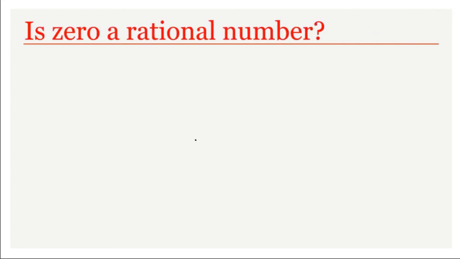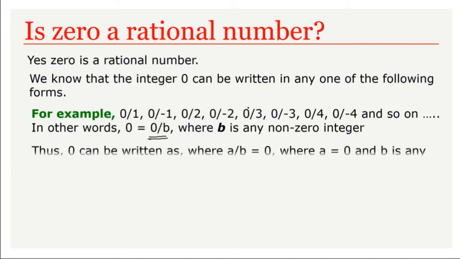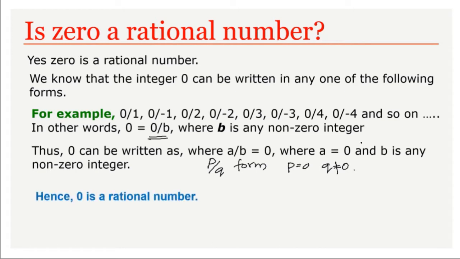Next question, is 0 a rational number? Yes, 0 is a rational number. We know that the integer 0 can be written in any one of the following forms, like 0 by 1, 0 by minus 1, 0 by 2, 0 by minus 2, 0 by 3, 0 by minus 3, and so on. In other words, I can write 0 as 0 upon b, where b is a non-zero integer. Thus, 0 can be written as a by b, where a is 0 and b is non-zero. In other words, it is clearly in the form of p by q, where p is 0 and q is not equal to 0. Thus, we can say that 0 is a rational number.